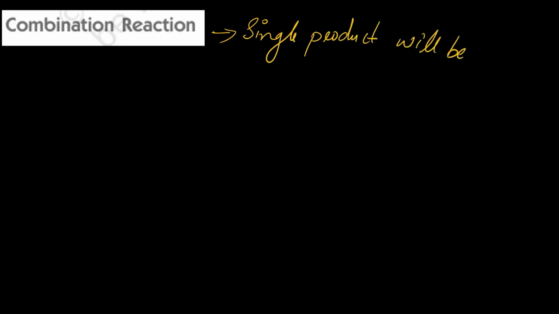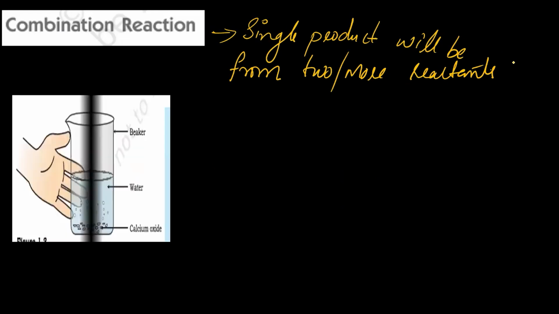Now let us study in detail about combination reaction. As I told you, what is the definition of combination reaction? A single product will be obtained from 2 or more reactants. Now let us discuss the examples for that.